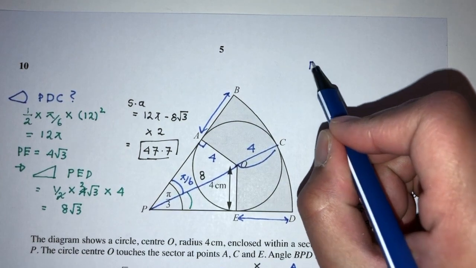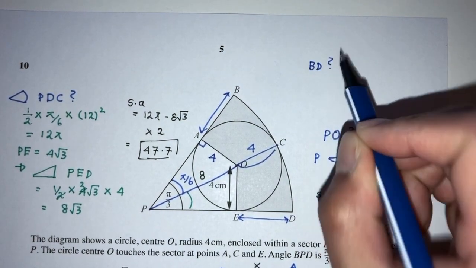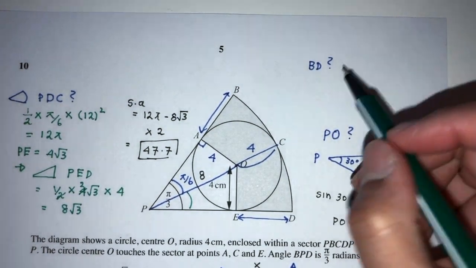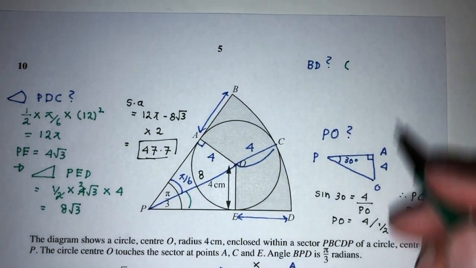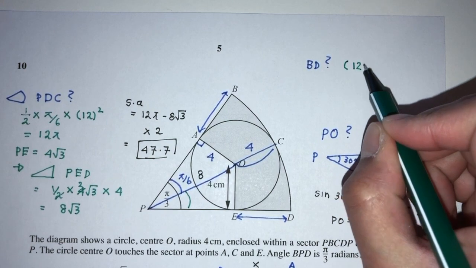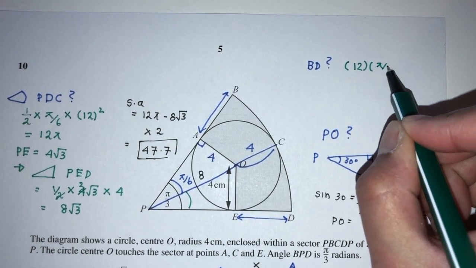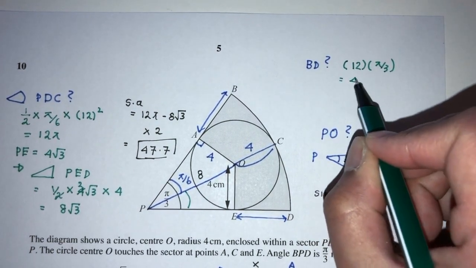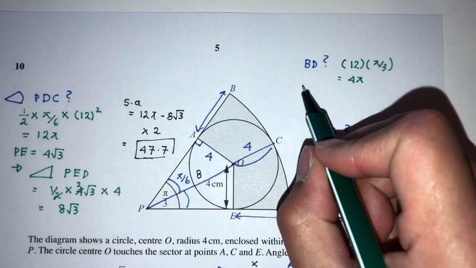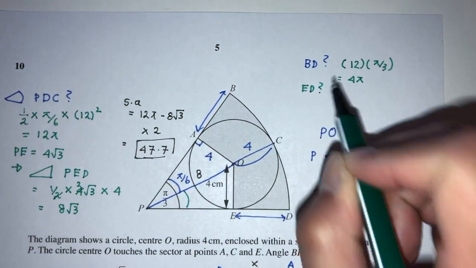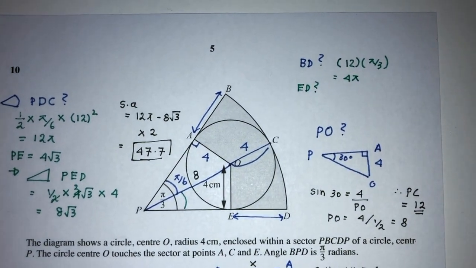What is the length of BD? It is the length of arc, so pretty easy. It is r theta, r is radius. Radius will be PD, which is 12, times the angle, which is pi by 3. That will be 4 pi. This is this one. And what is the length of ED? ED will be what? Let's find out.